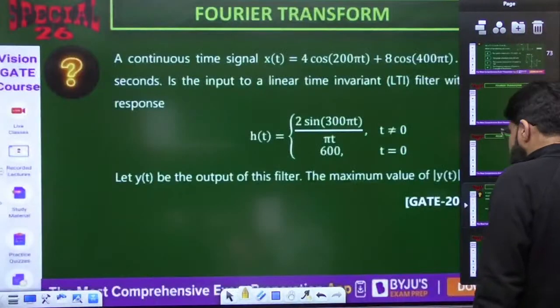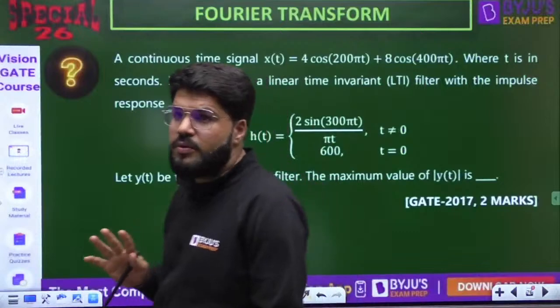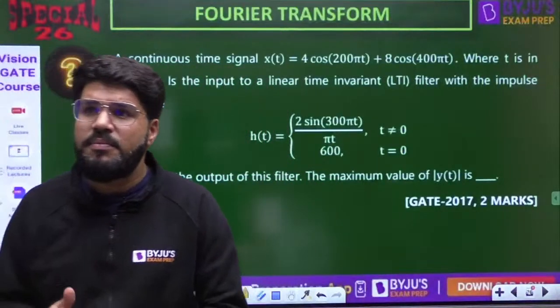Intentionally taking a GATE question. Okay, it's a good question. Let's see how these varieties come up.